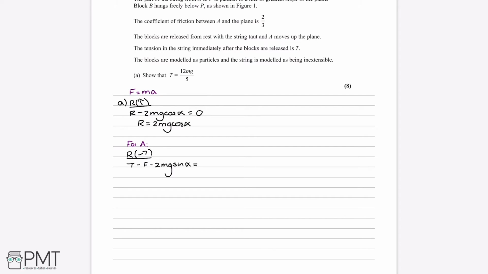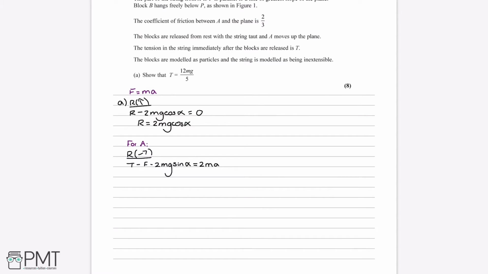And now this time, we can't say that it's equal to 0 because we're moving in the direction of motion of A. So A does not have an acceleration of 0, but we do not know what this acceleration is. So if we just call it a, we know that the mass of A is 2m. So we have 2ma, mass times acceleration.